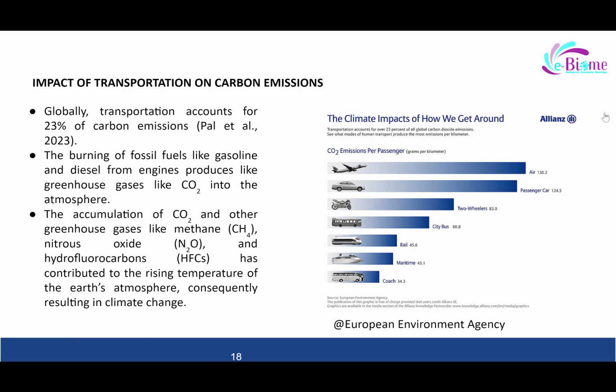Now, the schematic here shows the climate impact of different means of transportation by humans. And we know that by air, there is about 130.2 grams per kilometer of CO2 emissions. This is followed by passenger cars, motorbikes, buses, and buses for carpooling. We have rails, the maritime, and then the other modes as well.